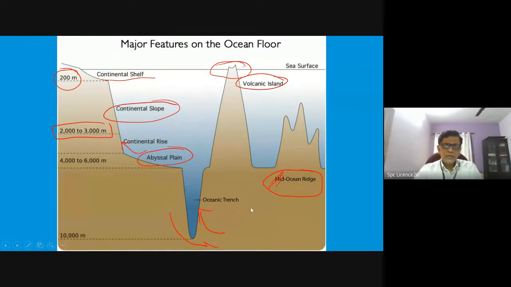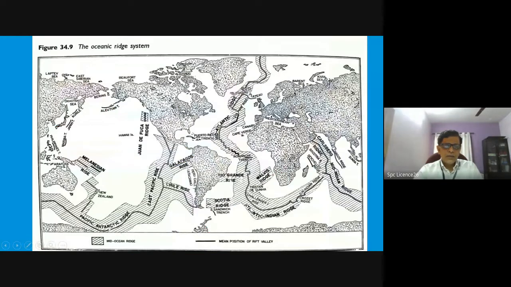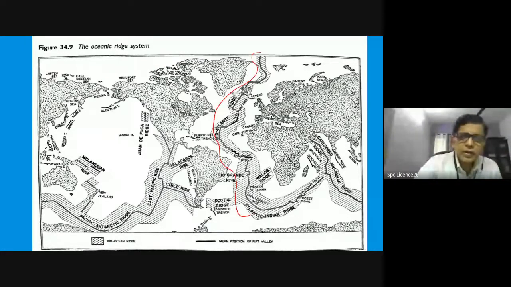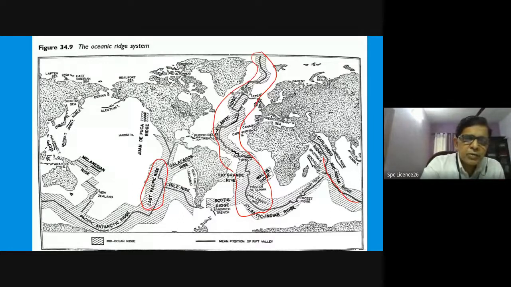So these are the major features of the ocean floor. And when I was speaking about the ridges, this is the ridge. This is the mid-oceanic ridge, significantly centrally placed as far as the Atlantic Ocean is concerned. But in the Indian Ocean, you will see that it is not as centrally placed, nor is it so in the Pacific Ocean. In fact, it's more towards the Eastern Pacific, and that's why it's called the Eastern Pacific Rise also. And further south, you have the Pacific Antarctic Ridge as well.